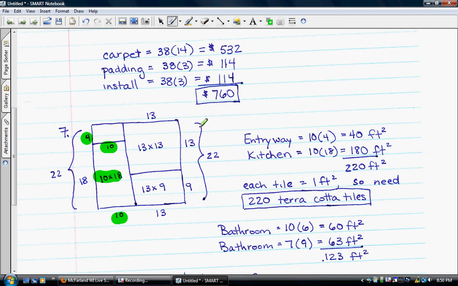To figure out the 4, I looked over here and saw that this entire side was 22. So that means this entire side must be 22 also. So I took my 22 and subtracted 18 to get that that's 4. So the entryway has an area of 10 by 4 or 40 square feet. Between those two rooms, the entryway and the kitchen, there's a total of 220 square feet. Since each tile is 1 square foot, that means we need a total of 220 terracotta tiles.